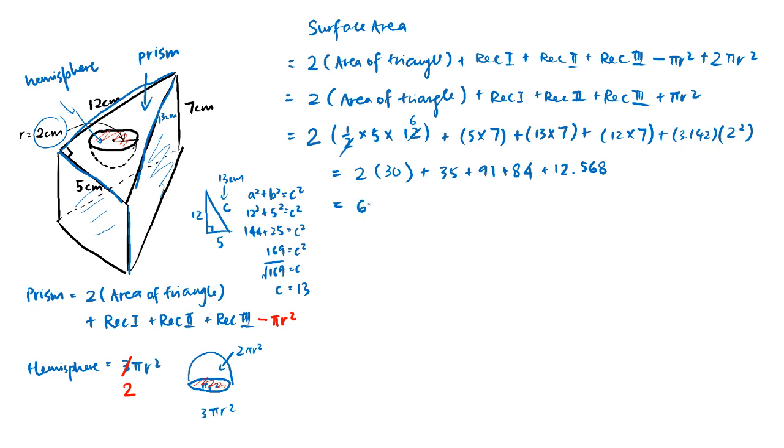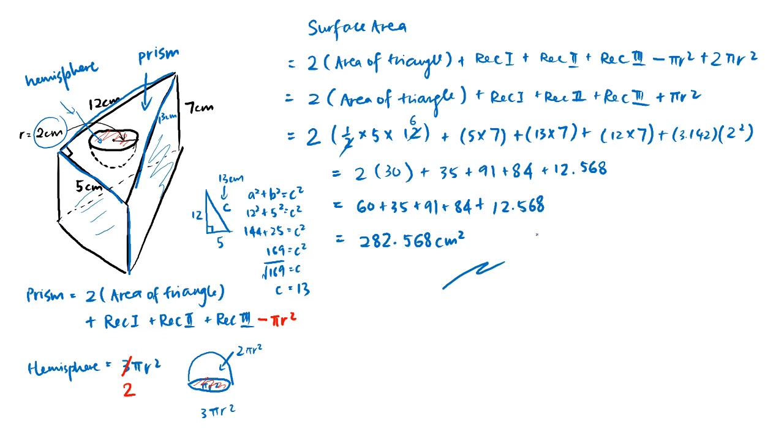Here, okay, 60 plus 35 plus 91 plus 84 plus 12.568. Okay, 给我用 calculator 算出来啊。等一下啊按错了。Okay, so your answer would be 282.568 and remember you need cm square.